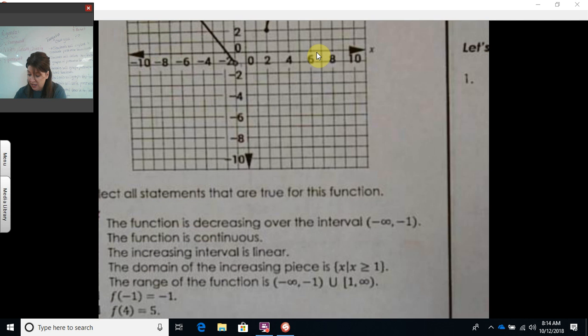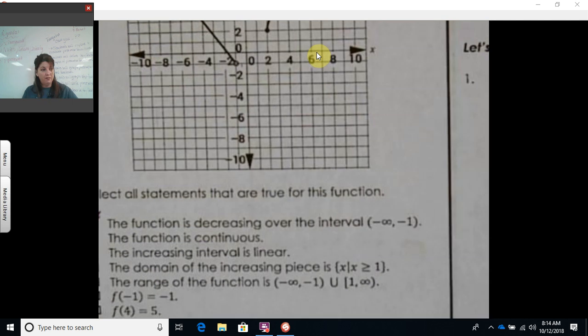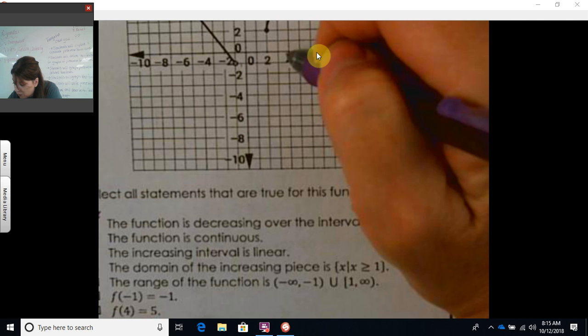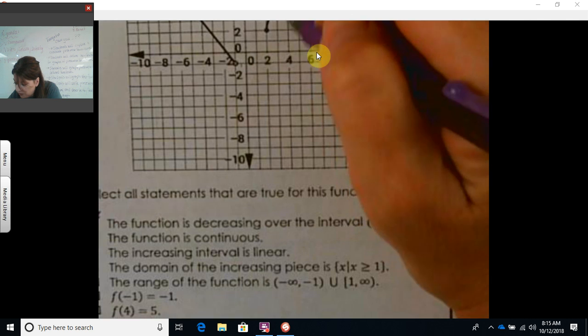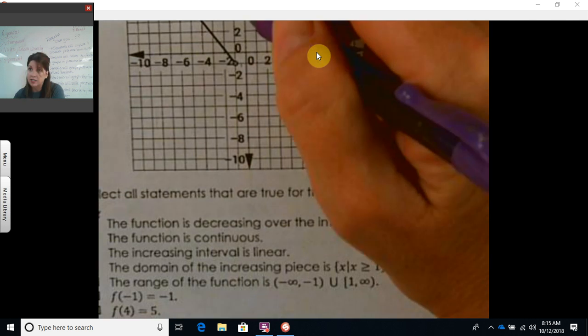How about f of 4 equals 5? Is that true? There's some no's and some yeses. How many people think it's true? Raise your hand. How many people think it's false? Okay, if x is 4, y is 5 is what it's saying. When x is 4, is y 5? Yes. Is it true? Yes.